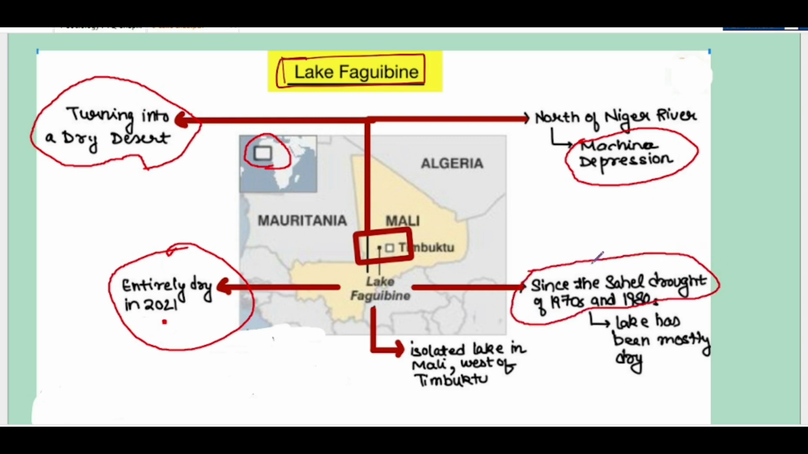The famous event is called the Sahel drought. Since that time this Lake Fogubine is drying very fast, right? So remember this Lake Fogubine, and this is in Mali.